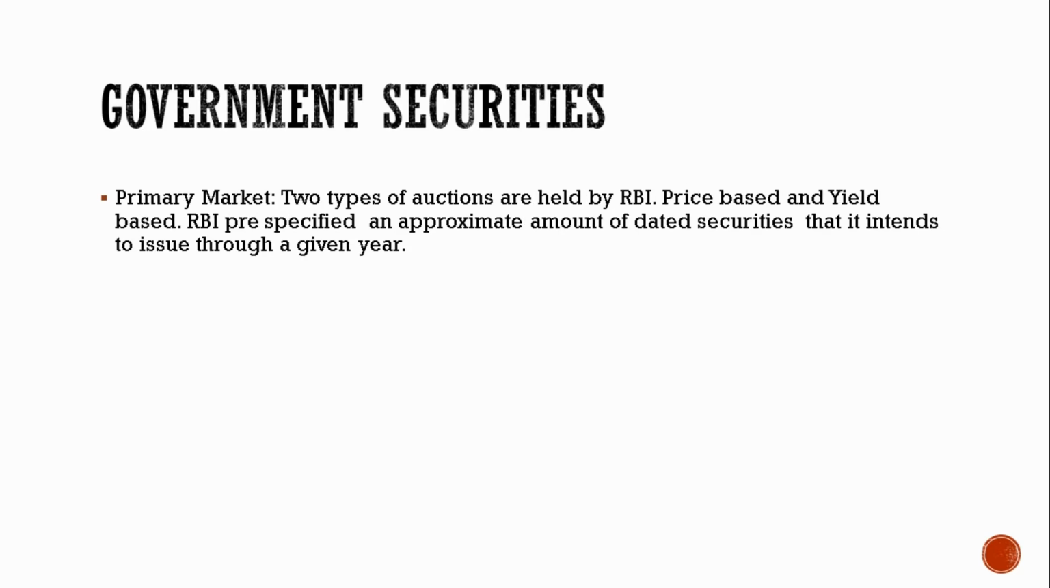Now, what are government securities? In the primary market, two types of auctions are held by RBI: price based and yield based.